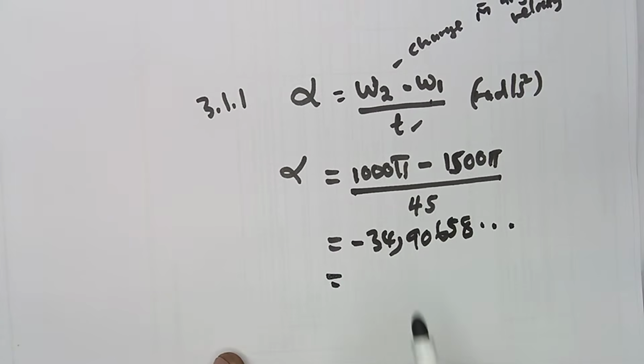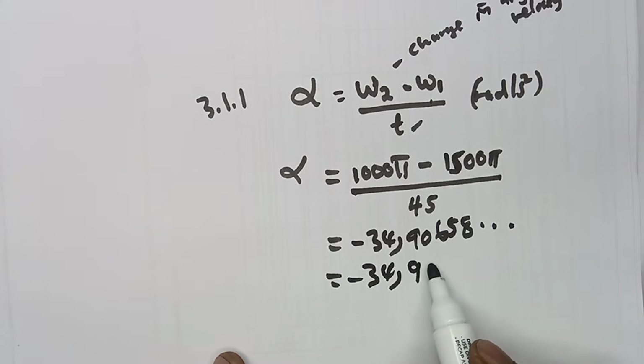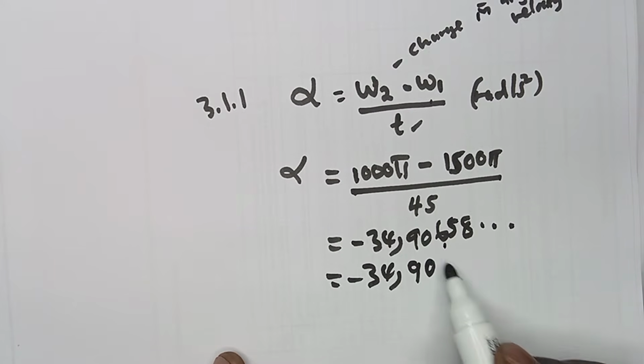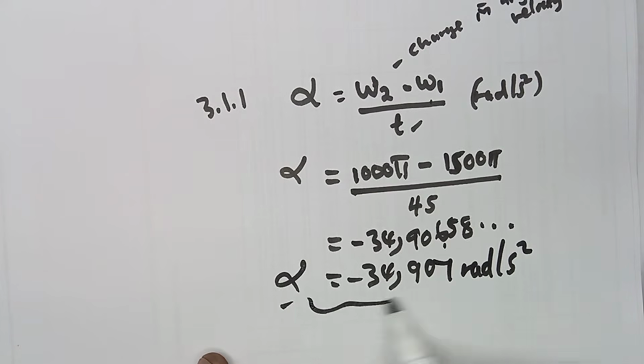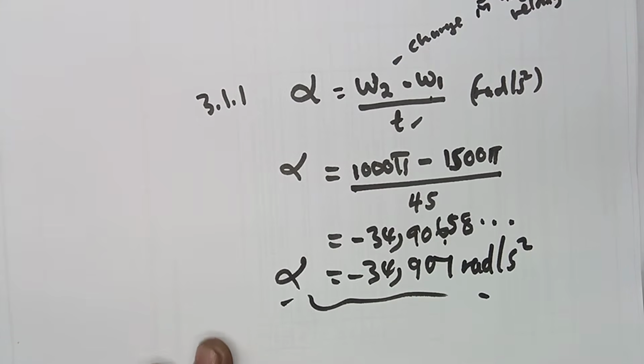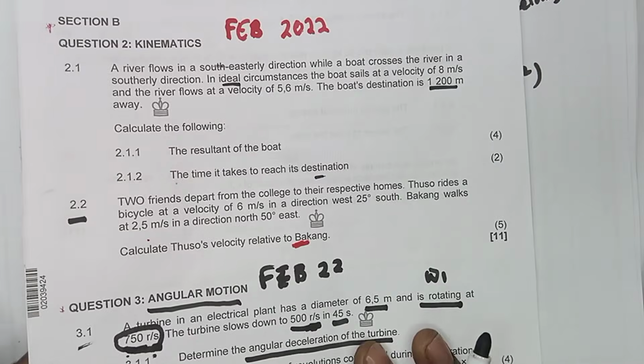So you can round off to 3 decimal places, which is going to give you negative 34.907. This one is going to change into 7, which is rad per square second. So that's what you're going to have in this case. It's going to be a negative, just like when you are working with the linear, when the speed or the velocity reduces, you know that the acceleration is negative. So that is the same thing even on angular deceleration or acceleration.